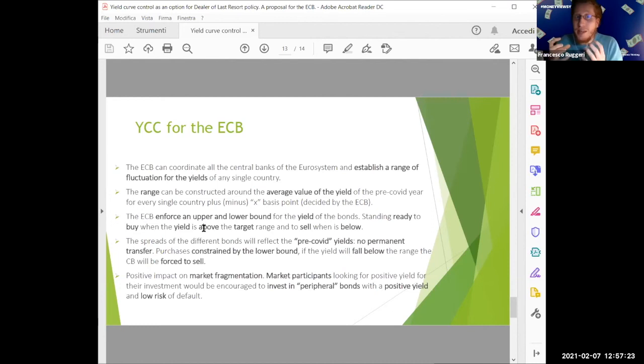So the ECB enforces an upper and lower bound for the yield of the bond, standing ready to buy when the yield is above the target and to sell when it's below. So what is the main point here?